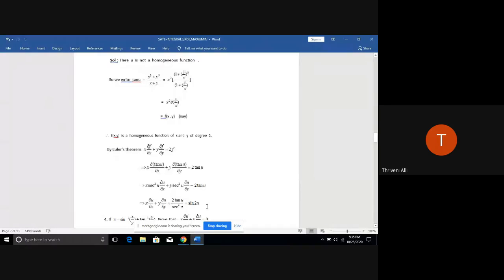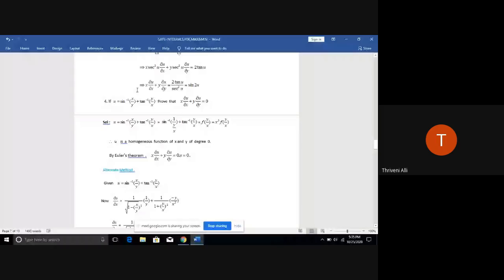Okay. And also the fourth question is the same process. So it is of degree 0. By Euler's theorem, x ∂u/∂x plus y ∂u/∂y equal to 0 into that, which is 0.